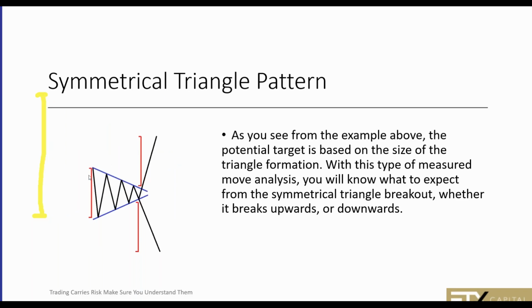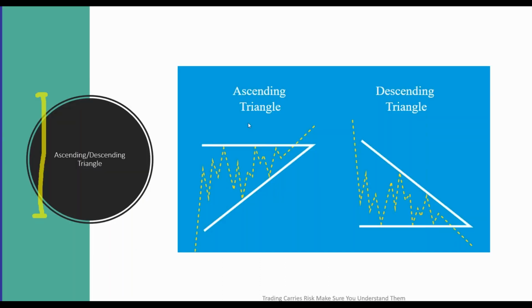Now, as you can see from the example, the potential target is based on the size of the triangle formation. With this type of measured move analysis, you will know what to expect for a symmetrical triangle breakout, whether it breaks upward or downward. And this same pattern, or these same dimensions, apply to an ascending and descending triangle. So here we have an ascending and a descending. I just simply call them all triangles.